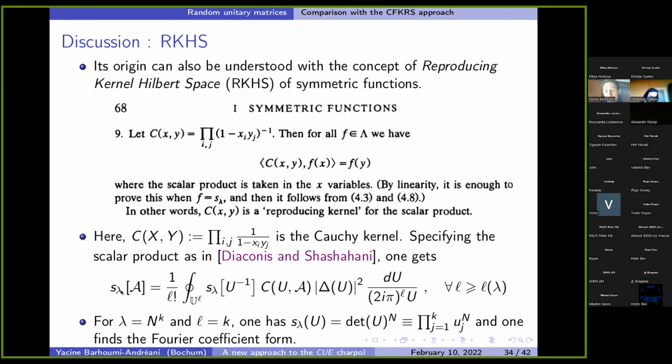So you see that writing s lambda of A equals the integral of s lambda of u^-1 times the Cauchy product against this delta of u, this is exactly this formula of reproducing kernel. And if you take lambda equals n^k, namely the rectangular shape, if you take the length exactly equal to this k, what you have is the product of u_i. So you have the determinant to the power n. So a first step in the formula that I use is just the reproducing kernel formula for the unitary group.